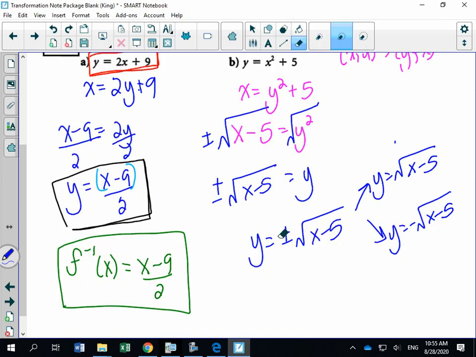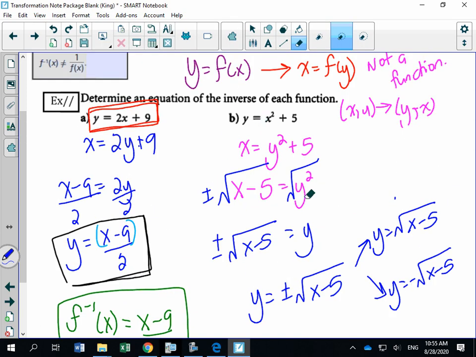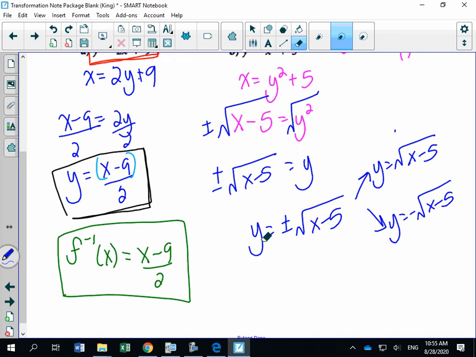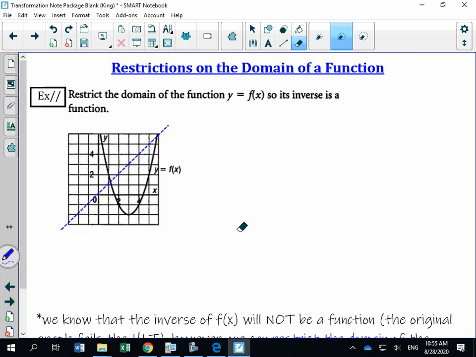So because this inverse is not a function, I'm not going to write the inverse equation as f inverse of x. I'm not going to do that because this is not a function. So I'm just going to keep it as y is equal to plus or minus the square root of x minus 5. Okay? And that concludes part 1. Part 2 will have the last 2 examples, which is on restrictions on the domain of a function.